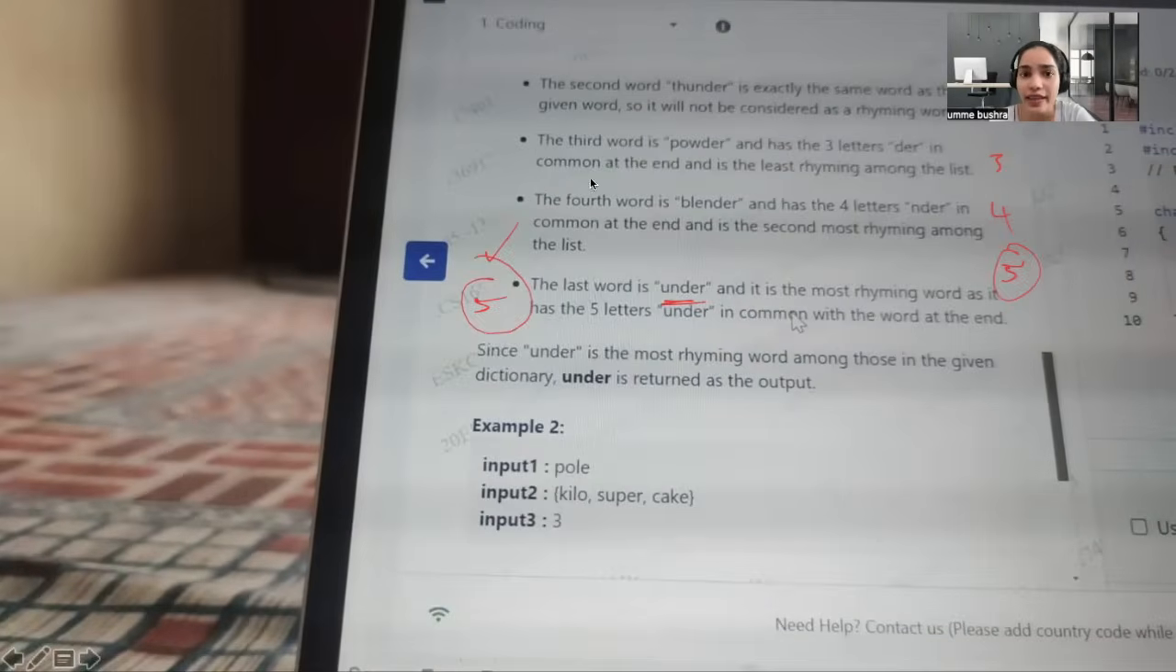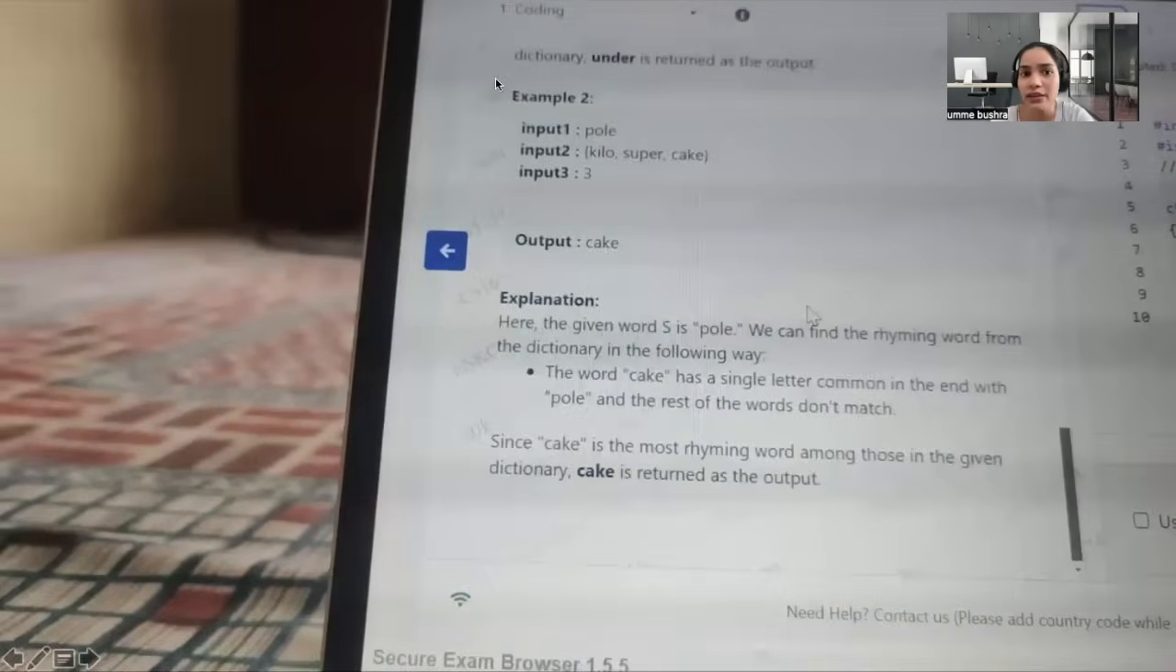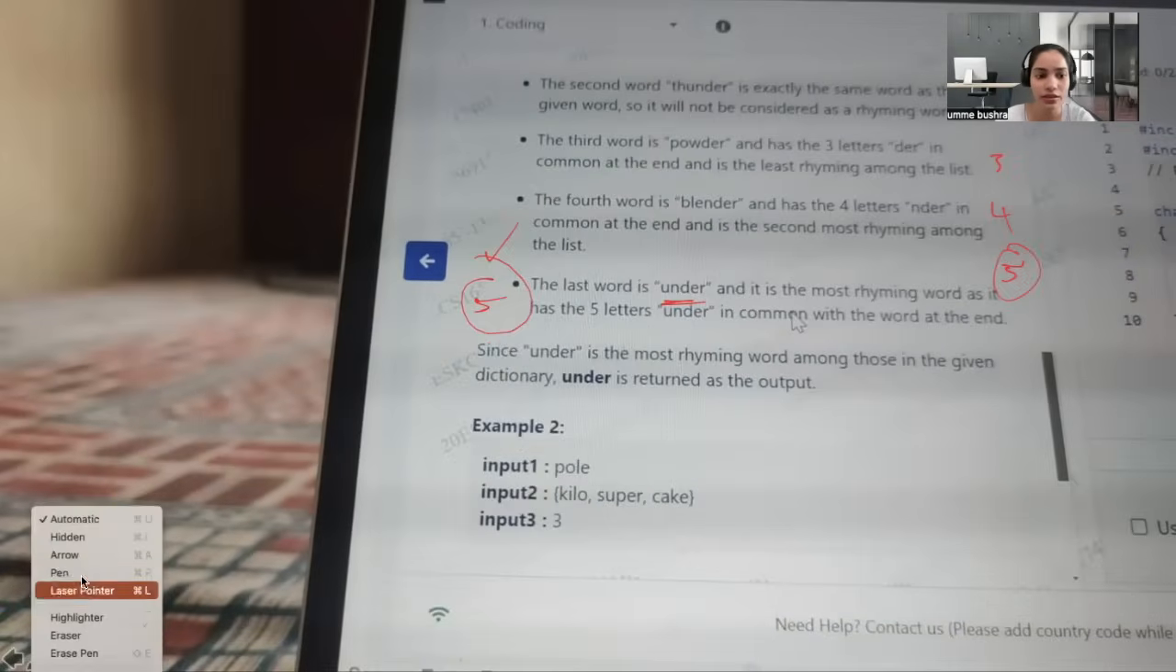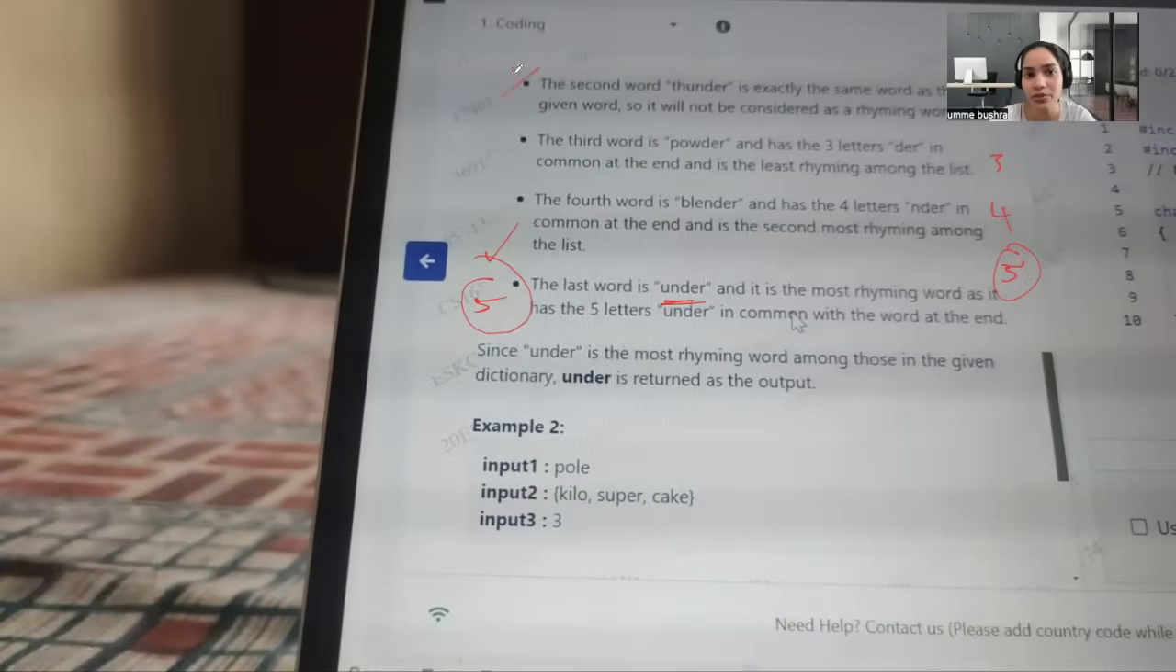And then we have thunder. We're eliminating it because we can't take thunder here. Thunder cannot be taken because all 7 are matching. The exact word has to be skipped. Powder, 3 letters are matching. Blender, 4 letters are matching. Under, 5 letters are matching. So finally, we will return the string which has the most number of letters matching in the last part. So now you have to return under as your output.